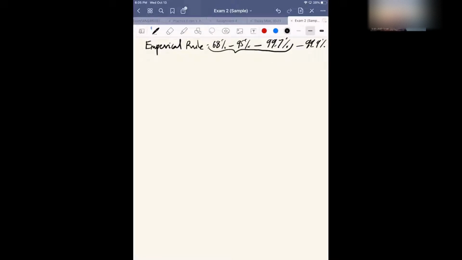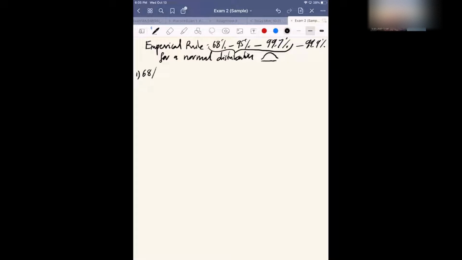Okay, and you can only use this rule for a normal distribution, when the histogram looks like a bell or it's bell shaped. Okay, but if it's skewed, then you cannot use this rule at all. Okay, all right, so let's look at the first case, the 68% case.